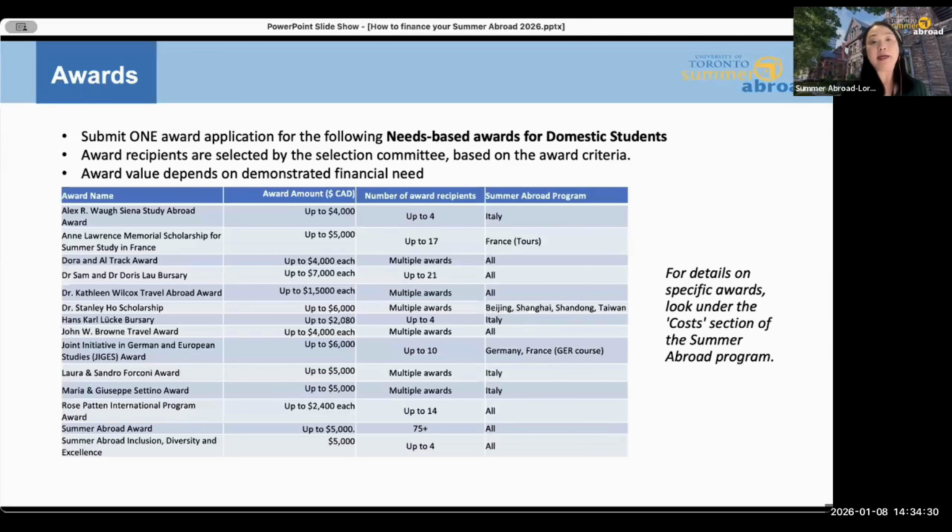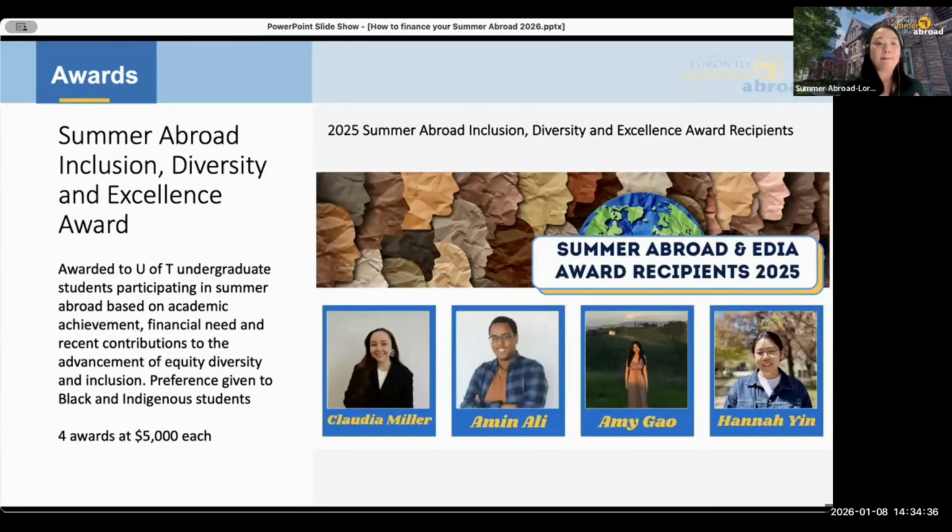Again, they are already available to you under cost when you go under the summer abroad program. Summer Abroad Inclusion, Diversity, and Excellence Award. This award we were able to launch 3 years ago, and we have had an amazing group every single year who have been recognized for their absolutely fantastic work in really advancing equity, diversity, and inclusion. Preference is given to Black and Indigenous students, and there are every year 4 awards, $5,000 each, that are awarded.